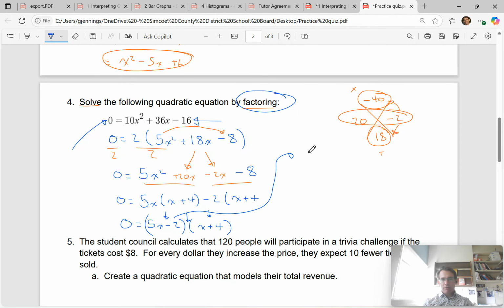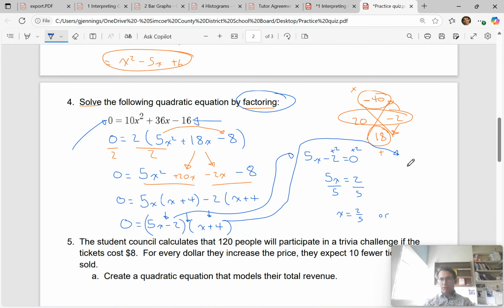If 5x minus 2 equaled 0, well, that would mean 5x is equal to 2, because we add 2 to both sides to move it over. And then we divide both sides by 5. And we find that x is equal to 2/5. Or we're going to find another solution over here from this one.